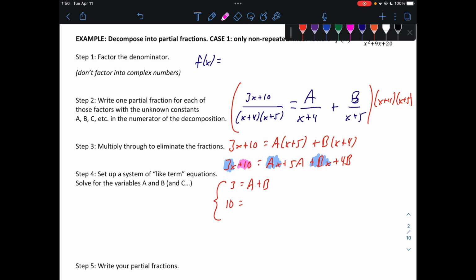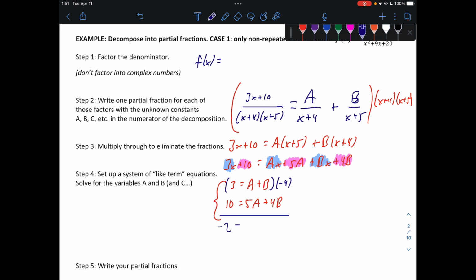10 is a constant, so that must equal our other constants. So that must equal 5a plus 4b. Now in this unit, we've looked at a lot of different ways of solving systems of equations. At this point, you can use any method that you want to solve this system of equations. For this one, it may be easy to multiply this by -4 and add through.